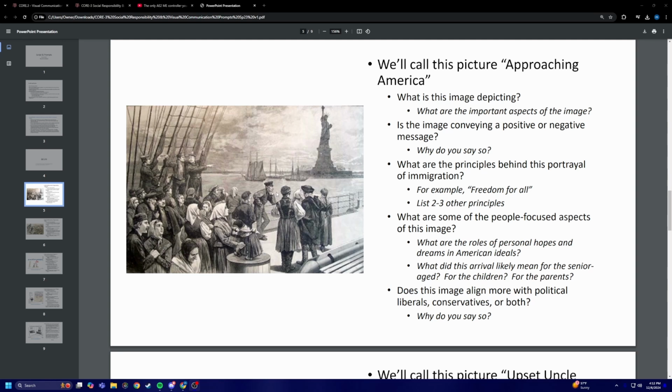What are the principles behind this portrayal of immigration? For example, freedom for all, and we're going to list two or three other principles. Do you think the image is conveying a positive or negative message? If we think about it, it is definitely freedom for all, the principle behind this, because it's showing that the nation of America is accepting of all people no matter your background. It's very welcoming.